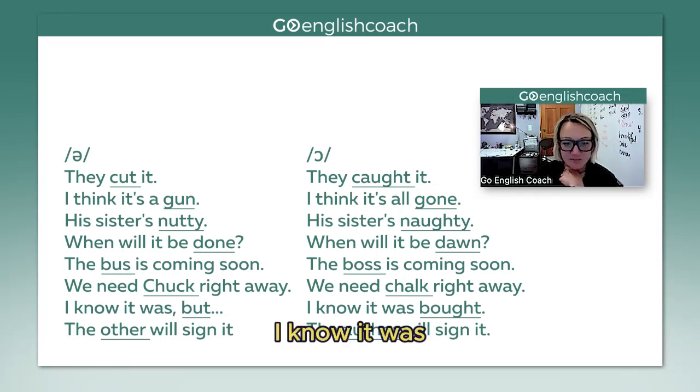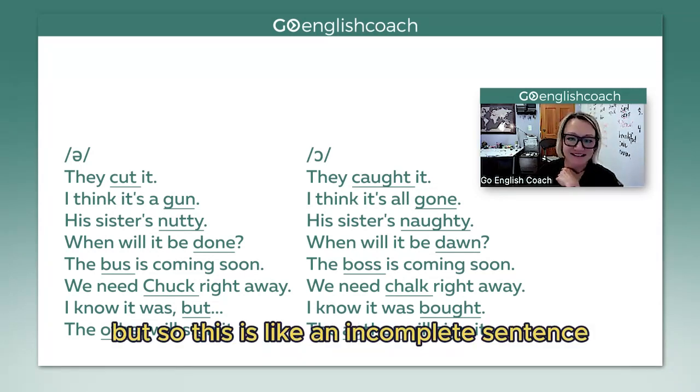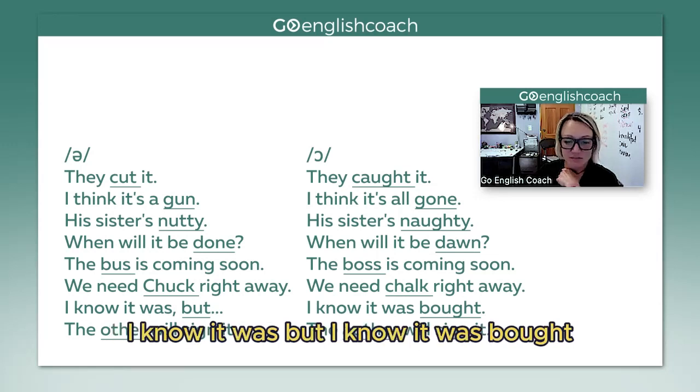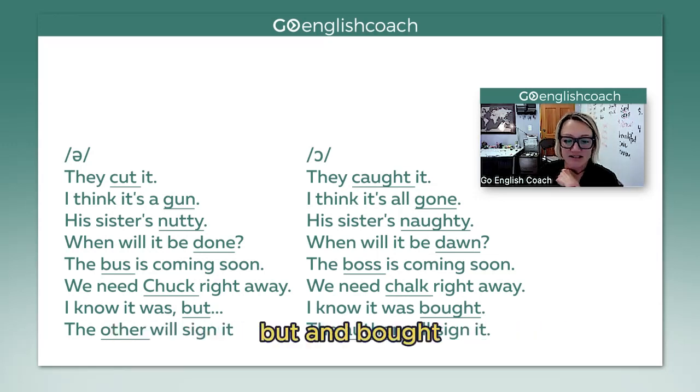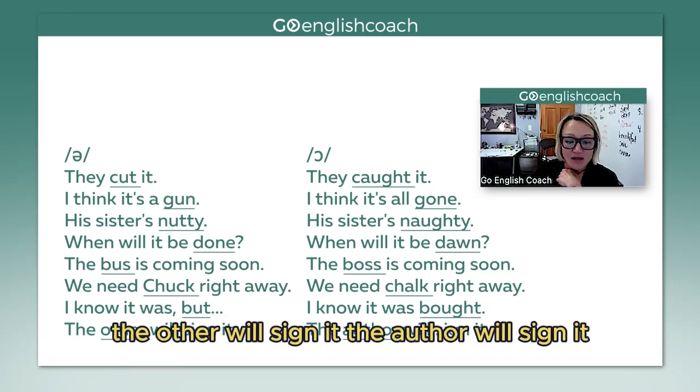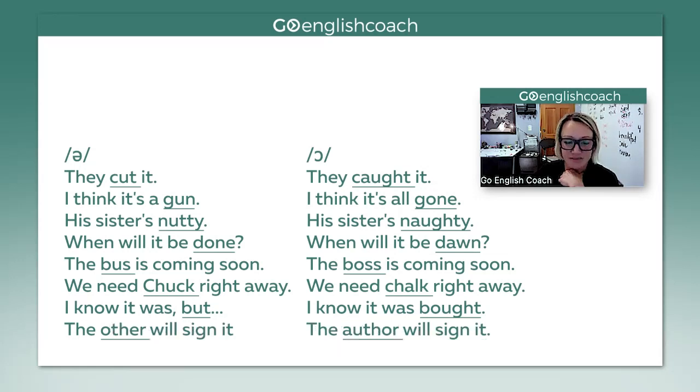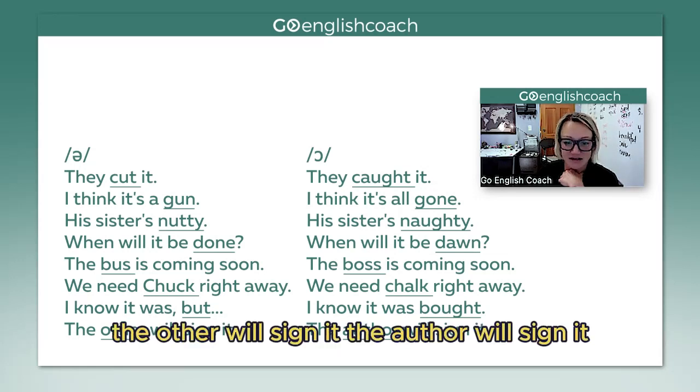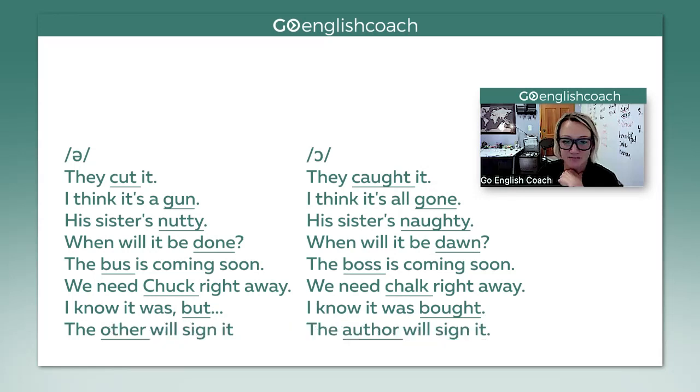I know it was, but... So this is like an incomplete sentence. I know it was bought, but and bought. The other will sign it. The author will sign it.